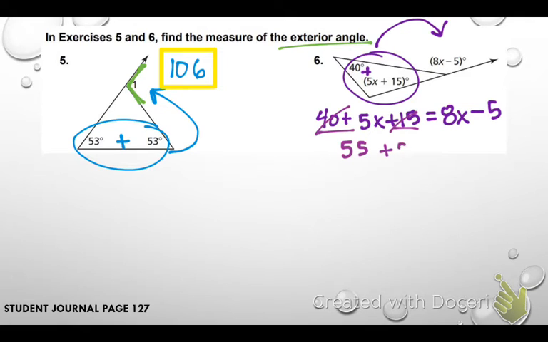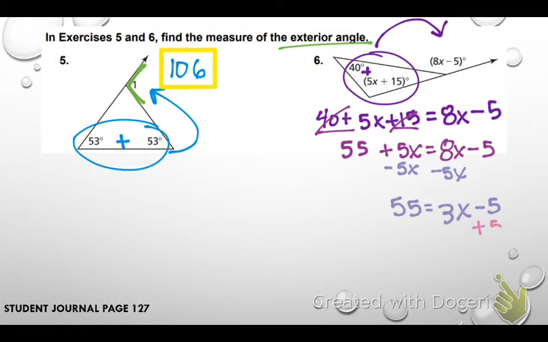And then we got plus 5x equals 8x minus 5. What's my smallest x? 5. So how do I move it? Subtract it. So I have 55 equals 3x minus 5. Next, we're going to add 5. So 60 equals 3x. So then what does x equal?